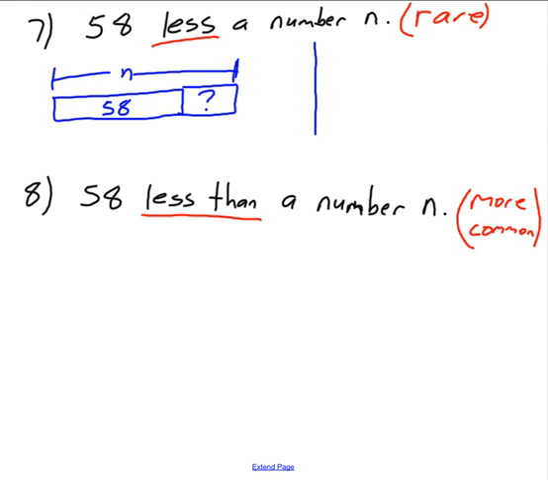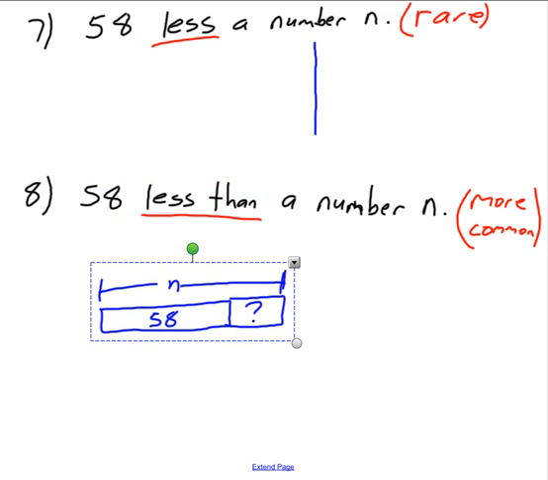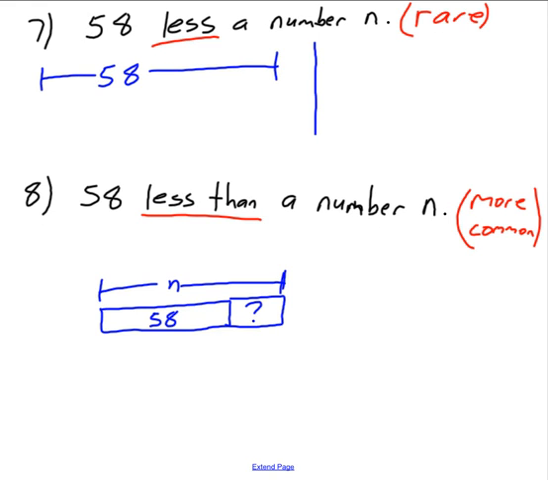oh, I messed that up. Put that in the wrong parts. Okay, I'm going to move this down here. Alright, let's try that. Alright, we'll get back to that. So if we look up at the top here, 58 less a number n, that means we're starting with 58. And then we're subtracting n, 58 less a number n, and then we're left with that remaining part there. And we write that like this, 58 minus n.